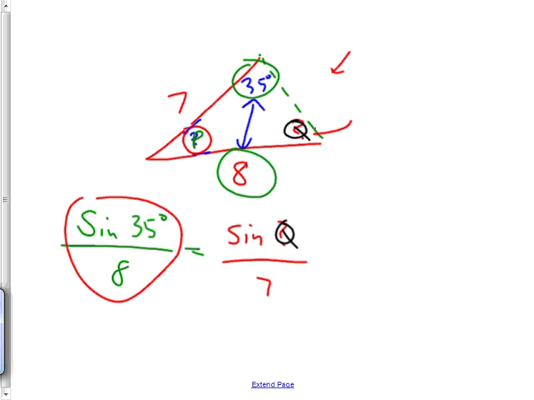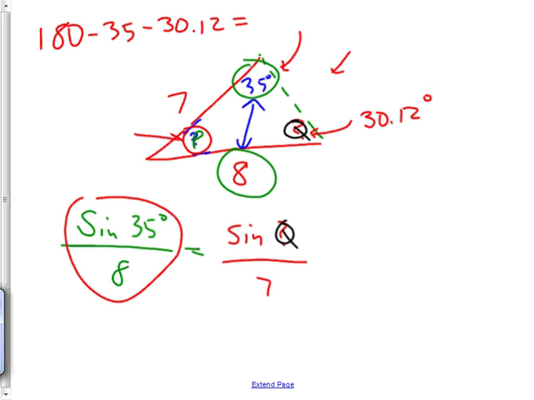And what did this angle come out to be first, please? Can anybody verify 30.12 for that angle? Okay, good. And if that angle is 30.12 and that angle is 35, I can just take 180 minus 35 minus 30.12. And what did that come up to? 114? All right.